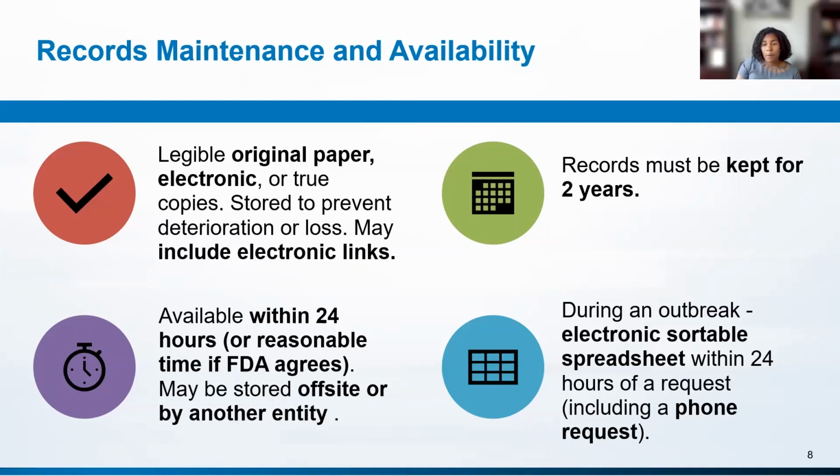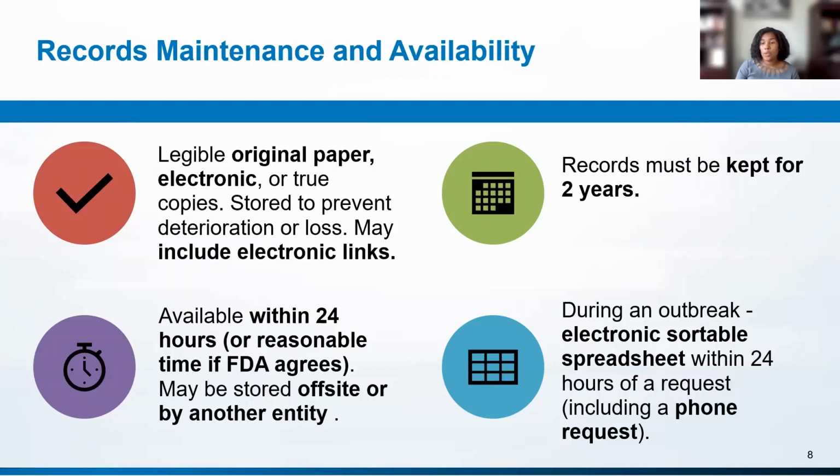So during an outbreak or other threat to public health, we are also requiring an electronic sortable spreadsheet, which must be provided to FDA within 24 hours of the request, or again, within some reasonable time frame that's agreed upon by FDA, which could also include these requests that will be made by phone. And in certain circumstances, FDA can require that the records be provided to us in an electronic spreadsheet.